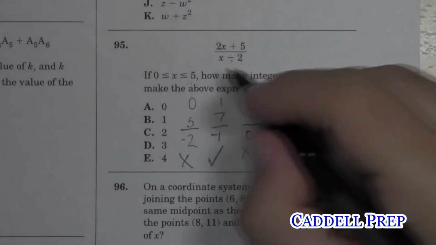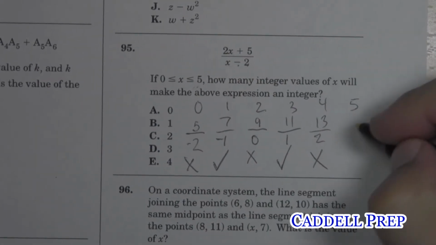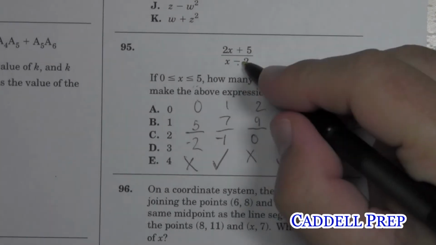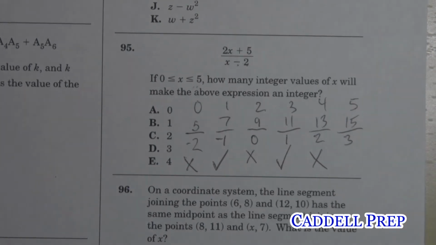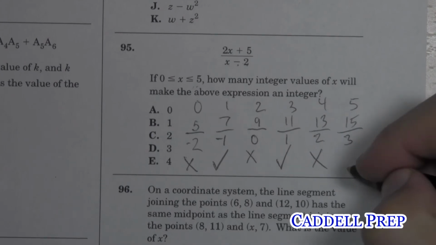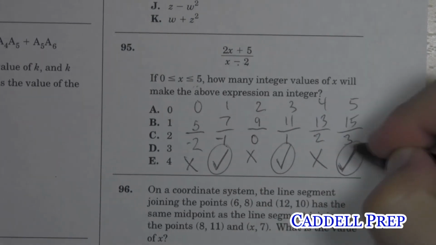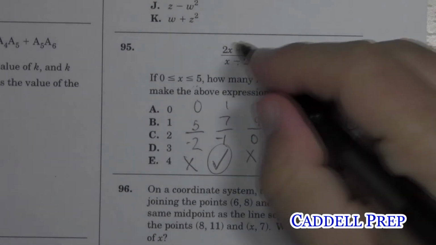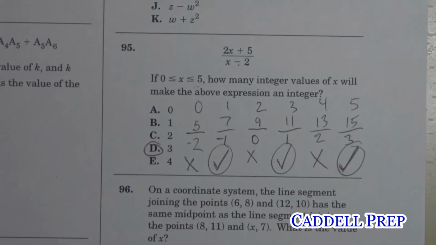Let's substitute 5. 2 times 5 is 10. Plus 5 is 15. So the numerator is 15. Then we have 5 minus 2, which is 3. 15 divided by 3 is 5. So that is an integer. So we have 1, 2, 3 different integer values of x that will make this expression an integer. So our answer is D.